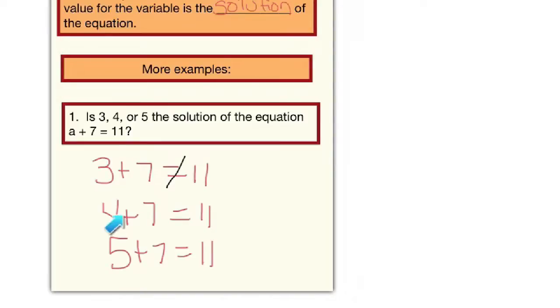Now what about 4 plus 7? Does it equal 11? Sure it does. So again, that one should get our gold star, or our black star in this case. What about 5 plus 7 equals 11? Is it true? Absolutely not. We should cross it out.